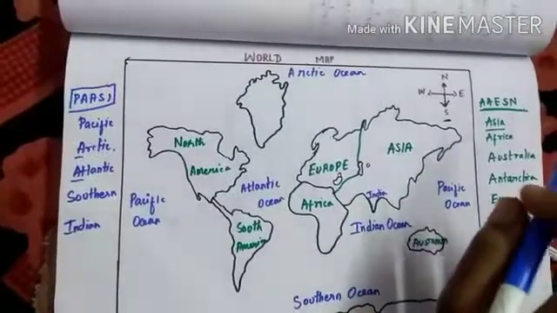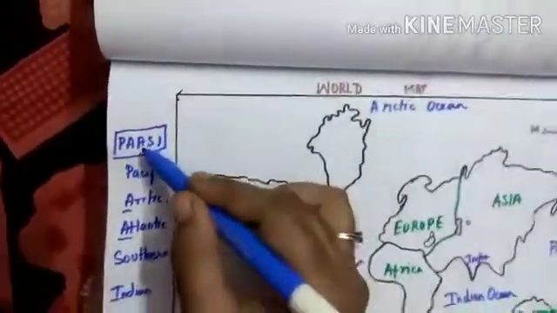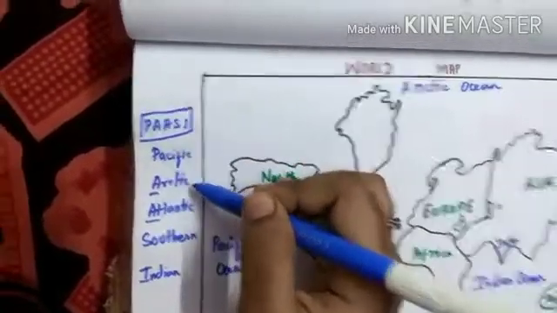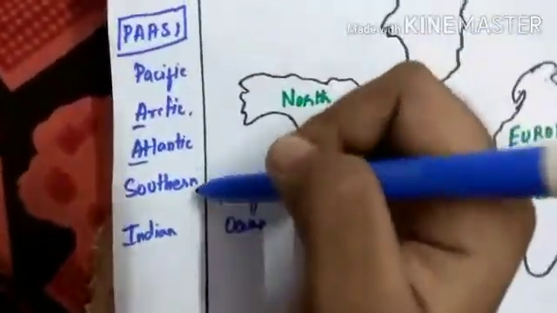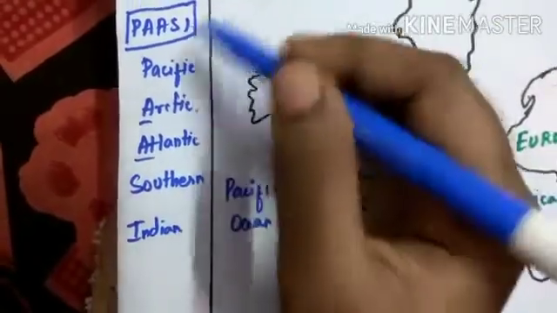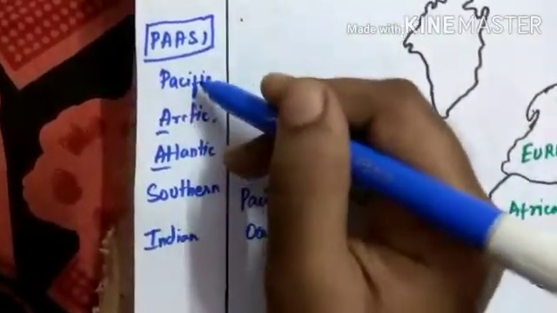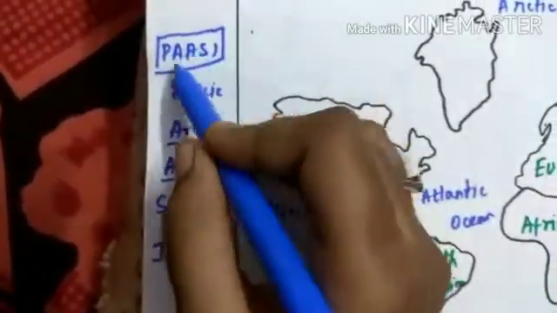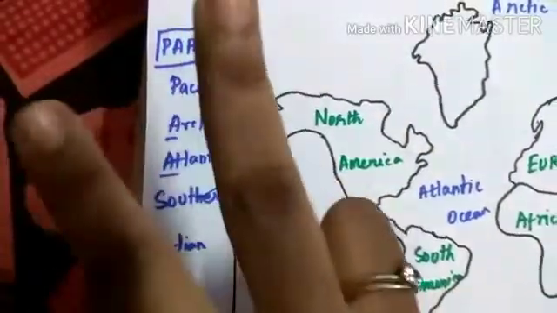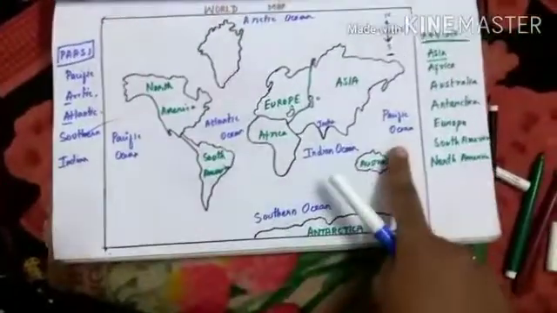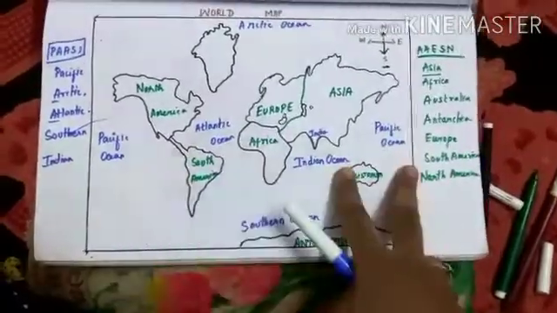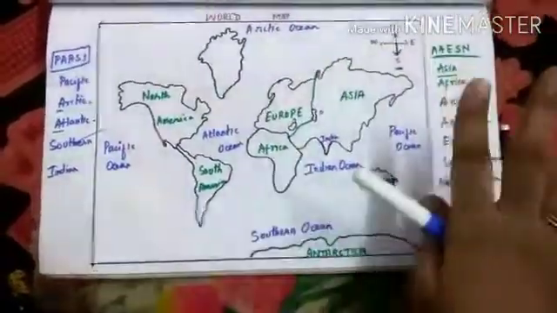For marking 5 oceans, you have to remember this one: PAASI. Pacific Ocean, Arctic Ocean, Atlantic Ocean, Southern Ocean and Indian Ocean. Since next to Pacific Ocean there are 2 A's, we have to mark Pacific Ocean in 2 places, that is on the left side of the map and the right side of the map. The left corner and the right corner is the Pacific Ocean. Pacific Ocean is the largest ocean.